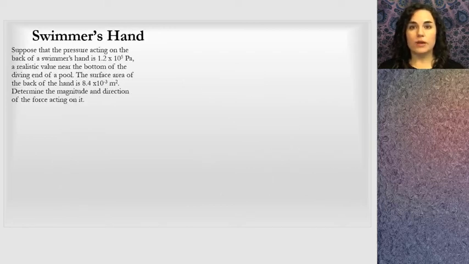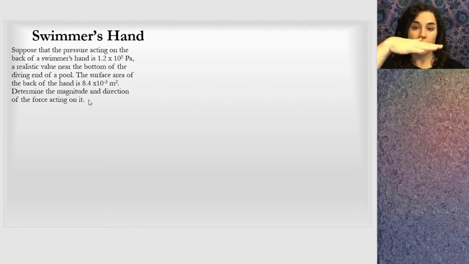The second problem I picked out to exemplify pressure is the swimmer's hand. Suppose that the pressure acting on the back of a swimmer's hand is 1.2 times 10 to the fifth pascals, a realistic value near the bottom of a diving end of a pool. The surface area of the back of the hand is 8.4 times 10 to the negative third meters squared. Okay. Determine the magnitude and direction of the force acting on it.